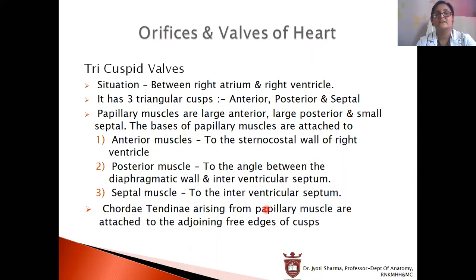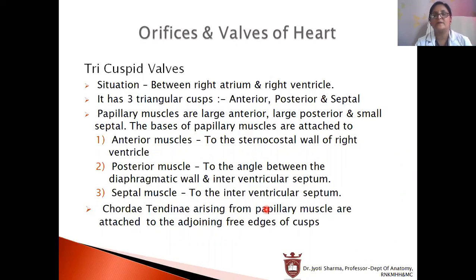The tricuspid valve. First of all, we will see the situation. It is situated between the right atrium and right ventricle. It has three triangular cusps that are anterior, posterior, and septal. Papillary muscles are large anterior, large posterior, and small septal.